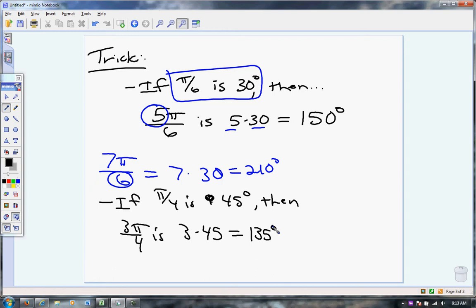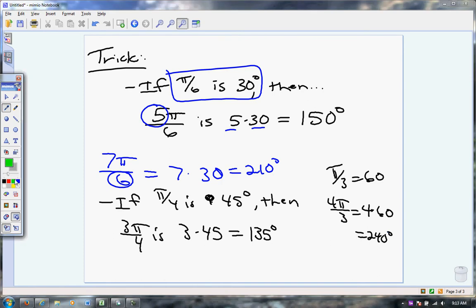Couldn't you also do it with pi thirds? What's pi thirds? Pi thirds is 60, right? So 4 pi thirds would be equal to 4 times 60, which is 240 degrees. Okay? That's a nice little trick for some of these common values, like 30, like 45, like 60. Unfortunately, they're not all nice and common.